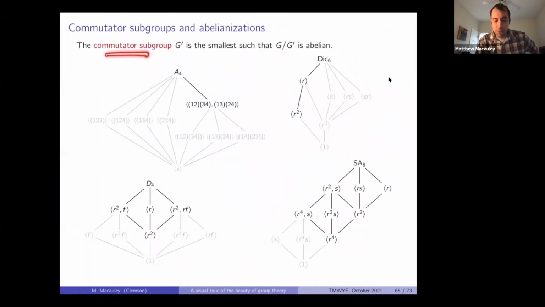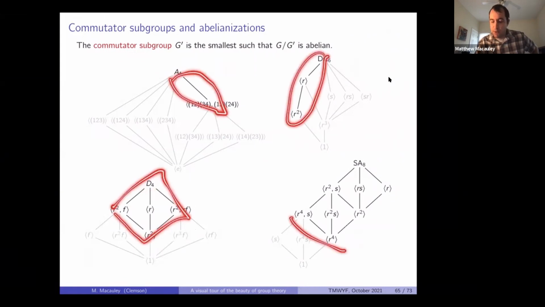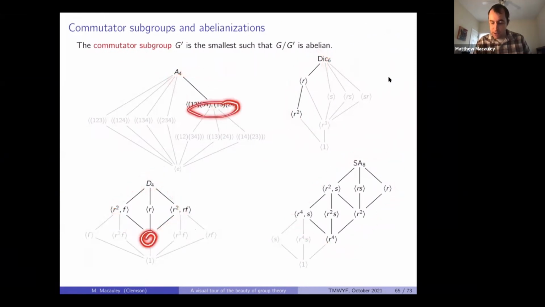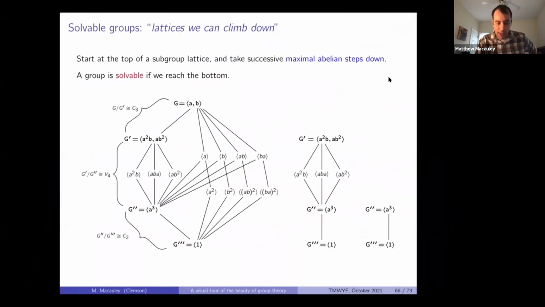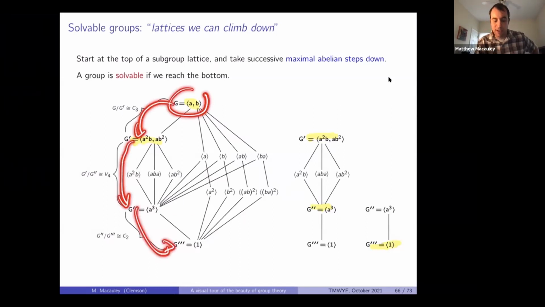The commutator subgroup is how far you can go down the lattice and get an abelian quotient. What I'm highlighting here are the maximal abelian quotients, the largest abelian stalactites in these lattices. These are called the commutator subgroups. You can iterate this process. If you start here and take the commutator subgroup, you get here. Do that again, you get down here. Do it again, you get down to the bottom. A group is solvable if you climb down the lattice with these maximal abelian steps and get to the bottom.